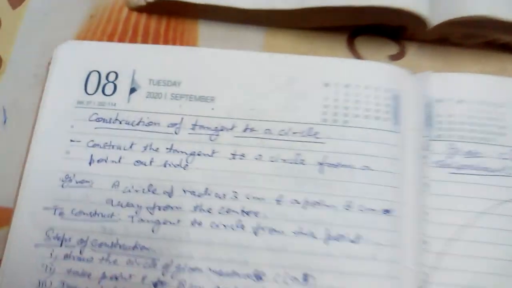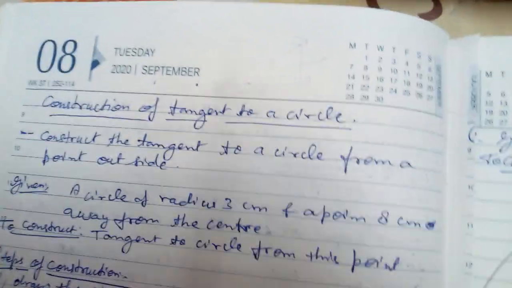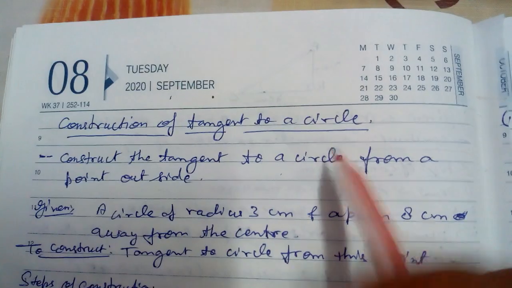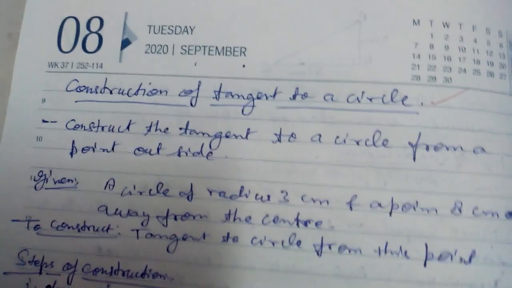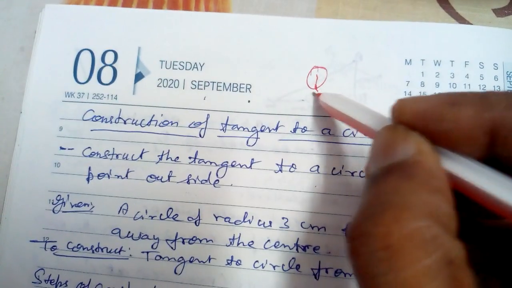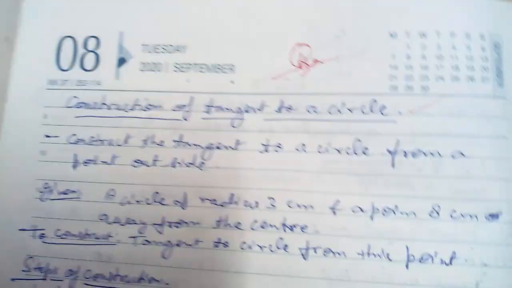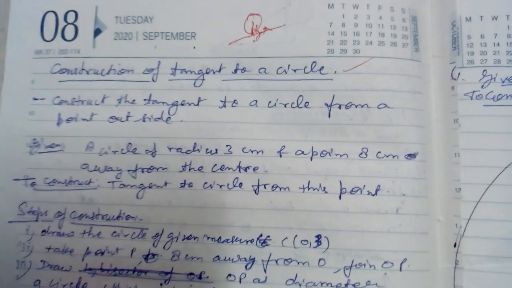Another type of construction in this chapter is the construction of a tangent to a circle from an exterior point. It is very easy to draw. Any point is given, you join it and draw a 90 degree angle, because the radius is perpendicular to the tangent, as we know from the previous circle chapter.